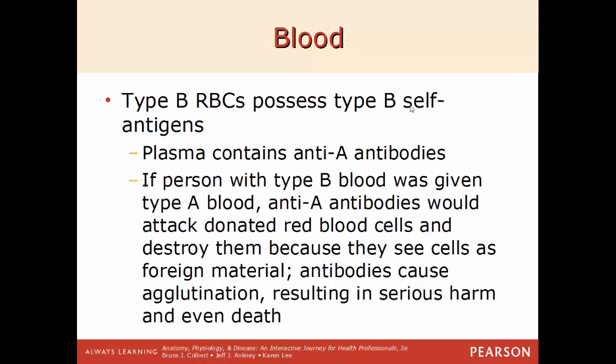Type B red blood cells will possess type B self-antigens. So for this person, obviously it won't make anti-B antibodies because it won't attack its own blood, but it will have anti-A antibodies. So if a person with type B blood is given type A blood, the anti-A antibodies would attack the donated red blood cells and destroy them because they see it as something foreign. Anything that your body sees as foreign, it will attack and it will attempt to destroy. So the antibodies will cause agglutination, which can result in some serious damage and can be fatal if not corrected.